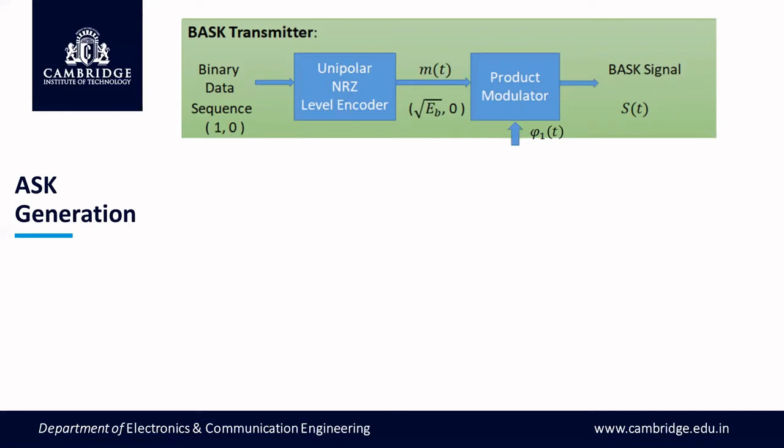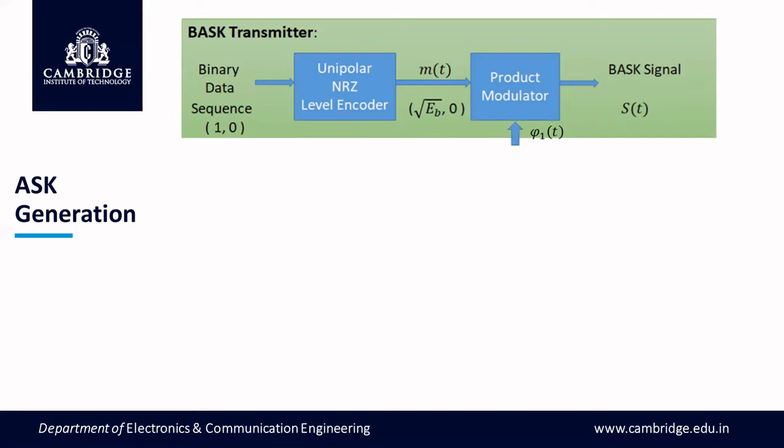Now we'll come to the decision part. One is the Unipolar NRZ level encoder, second is the product modulator. In this decision rule, the input binary sequence is given. That is, if X1 is greater than root EB by 2, then you decide in favor of 1, as we already discussed. The sequence of ones and zeros is converted to some amplitude levels.